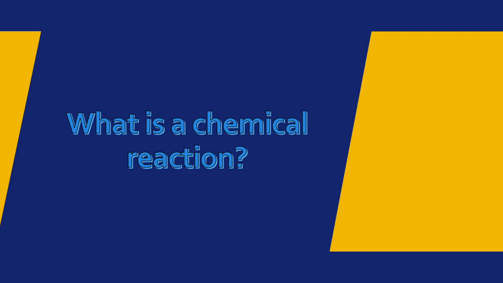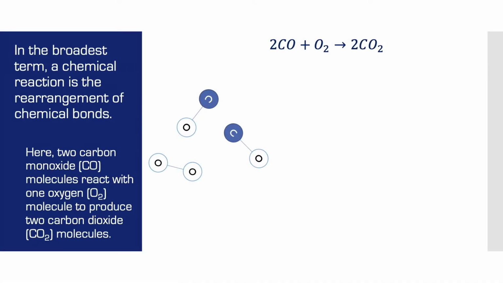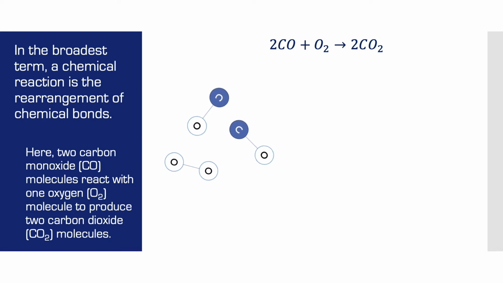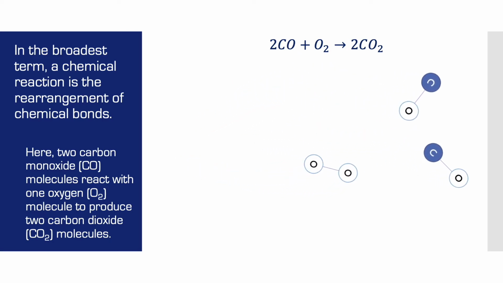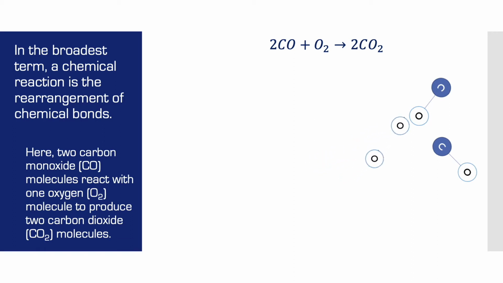What is a chemical reaction? In the broadest term, a chemical reaction is the rearrangement of chemical bonds. Here, two carbon monoxide molecules will react with one oxygen molecule to produce two carbon dioxide molecules. This is also represented in an equation that you can see above.